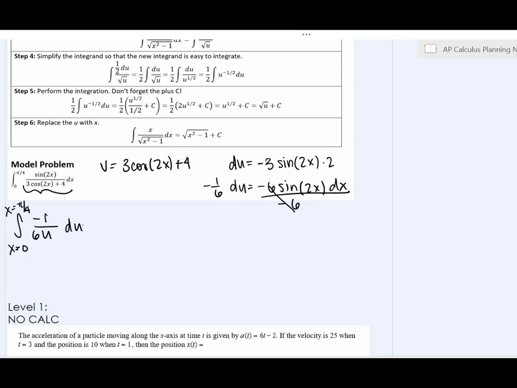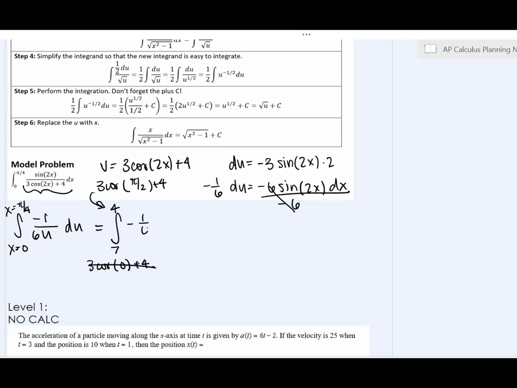I'm going to change these limits to be in terms of u because that's going to be easier for me in general. So let's get this done. If I plug in pi over 4, 3 cosine of 2 times pi over 4 is cosine of pi over 2, which is 0, so this is going to be a 4, and this is in terms of u. And then if I substitute 0, we have 3 cosine of 0 plus 4. We know that cosine of 0 is 1, and 3 plus 4 is 7. So now those limits are in terms of u.